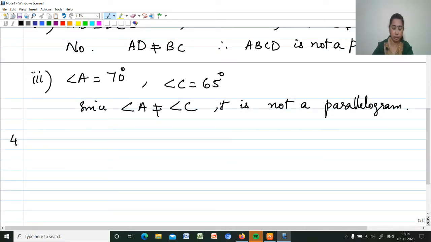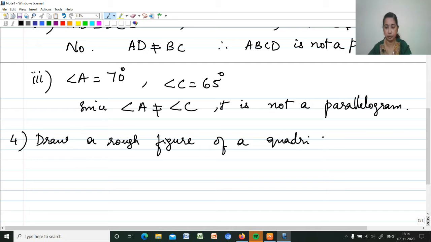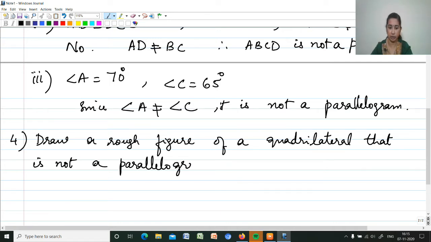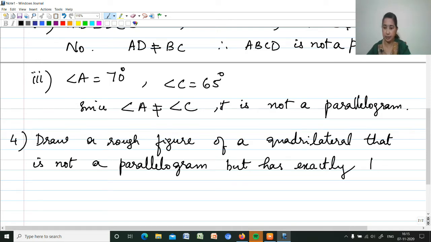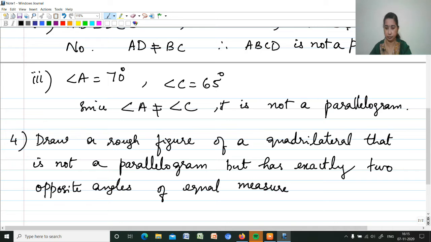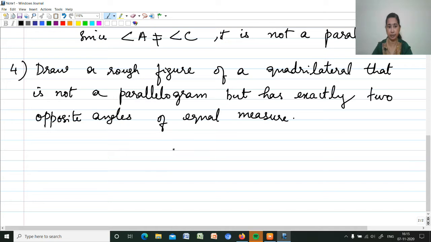Now moving on to question number 4. Draw a rough figure of a quadrilateral that is not a parallelogram but has exactly two opposite angles of equal measure. So, draw a rough sketch of a quadrilateral that is not a parallelogram, a figure which has exactly two opposite angles of equal measure.